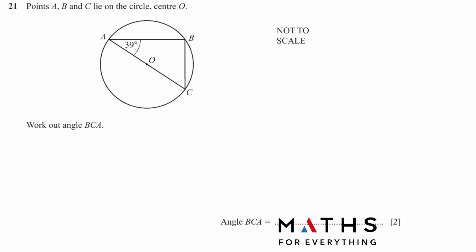Question number 21. We have been given points A, B, and C. They lie on the circle with center O. We need to work out the angle BCA. One of the circle theorems that you need to know is if one side of the triangle is your diameter, the angle opposite the diameter, which in this question is angle B, is 90 degrees. So now it is easy to find the third angle. It will be 180 minus 90 plus 39.